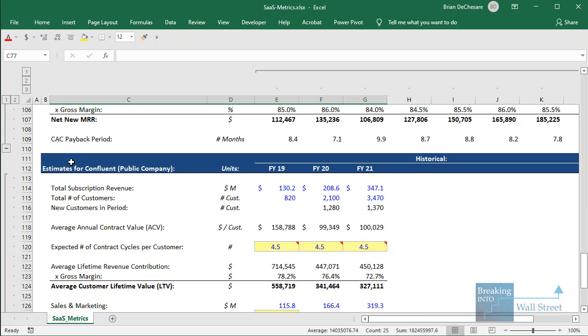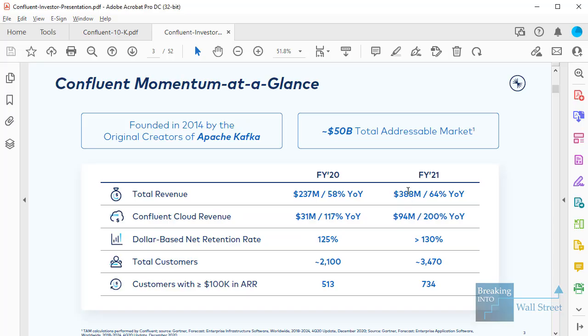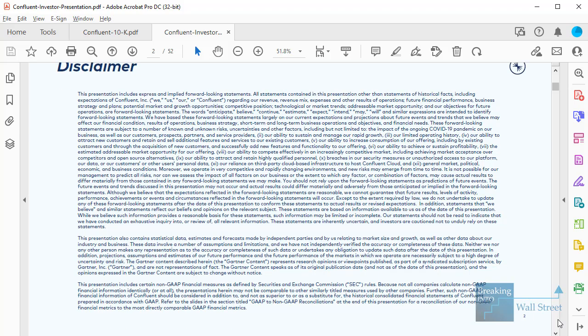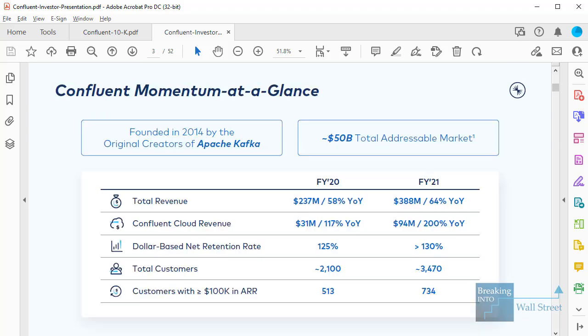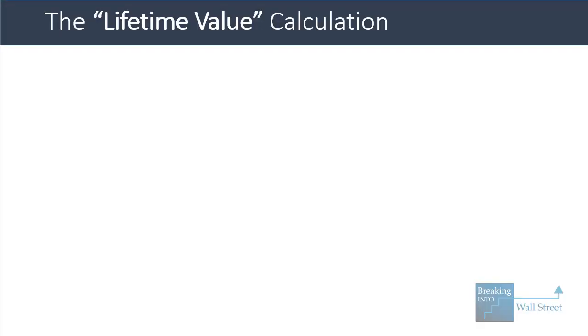And then we also have an example for a large public company here, Confluent. So we'll be using their investor presentation and some of the metrics and stats that they disclose and seeing what a large public company looks like when we try to calculate these same types of SaaS metrics for them. Let's go into part 1 and talk about the lifetime value calculation.